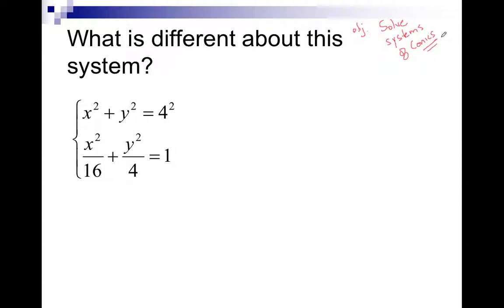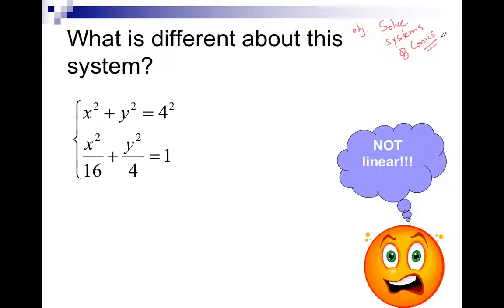So look at this system. What's different about it, right? Hopefully you can see. Now notice I've done a couple of things, right? First, this is not linear. Notice that I wrote that 16 as 4 squared. I did that on purpose, right? Here's what those look like.